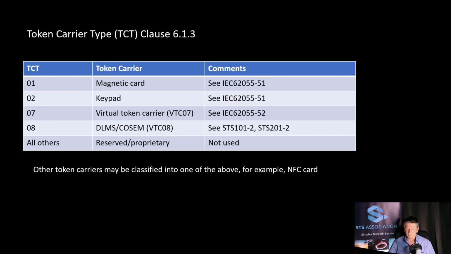And details on that you can find in IEC 62055-52. The latest one to be defined is virtual token carrier type TCT08, which is the LMS COSEM token carrier, also a direct link to the meter, and also a 2-way token carrier. For the specifications relating to that token carrier, you can look at STS 101-2 and STS 201-2. All others are reserved or proprietary, and they are currently not used.